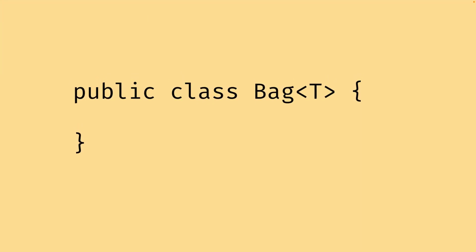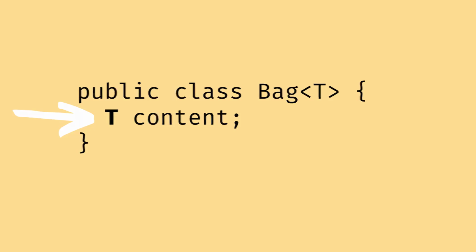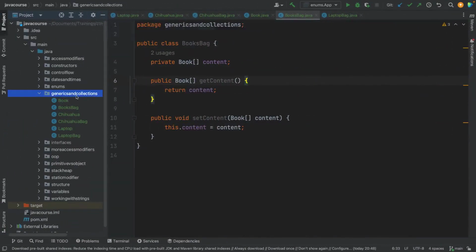Here's what a class for the generic looks like. We can declare generics using angle brackets and a type parameter. We can then use this type as the type for our class's properties. Here's how we would do that in IntelliJ.